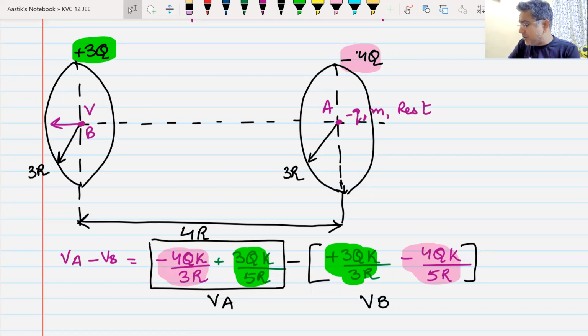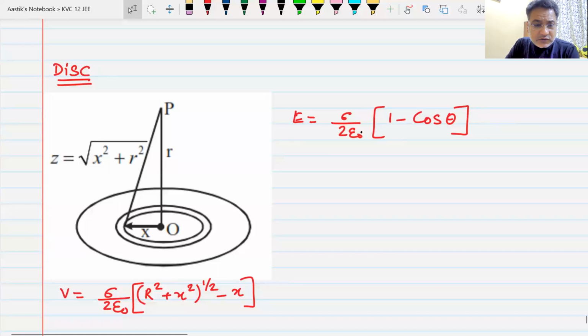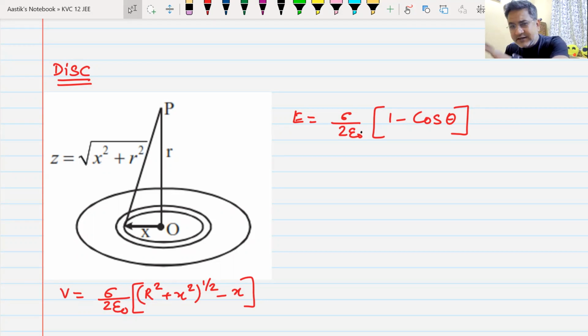The important point to remember in any of those questions was that we had to find the potential difference between the 2 points. Once we find the potential difference between the 2 points, we can find the difference in potential energies, and then we can use either the work energy theorem or the law of conservation of mechanical energy to solve the remaining question.